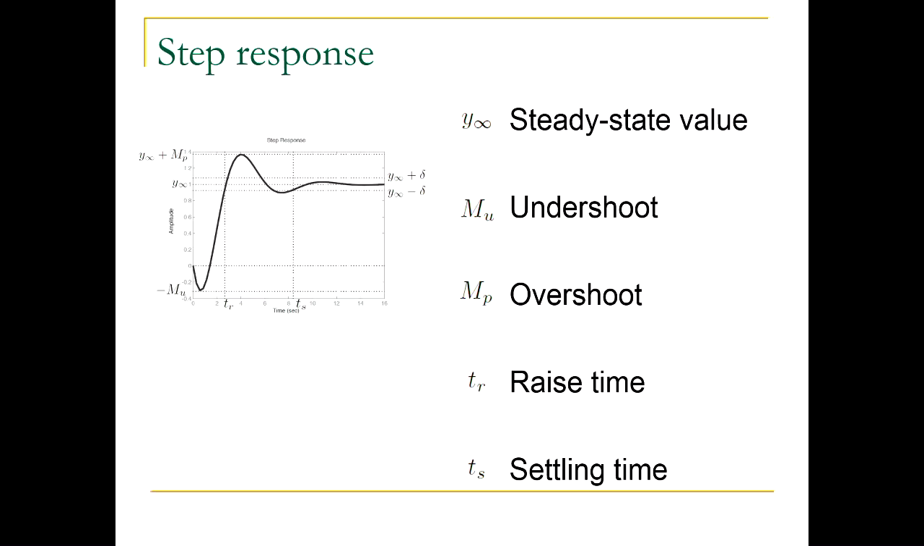Rise time typically is defined as the time needed for the response to go from 10% of y infinity to 90% of y infinity. And settling time is typically related to this delta. You tell me what delta you want. Typically delta is chosen as 1% of y infinity or 5% of y infinity. And then Ts is basically the time needed for the response to come within the delta neighborhood of y infinity and stay there forever. Right, so that's the settling time.